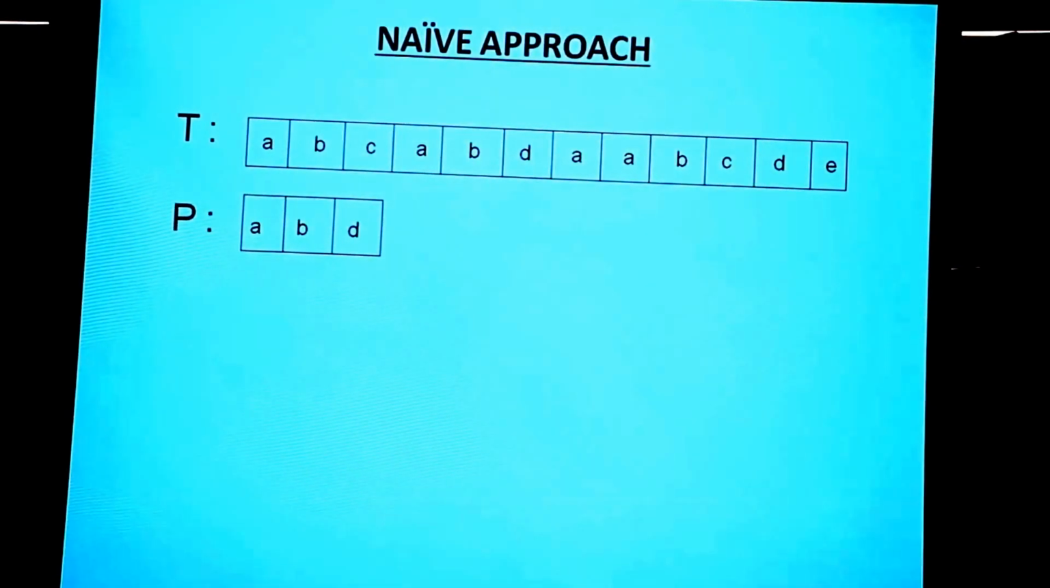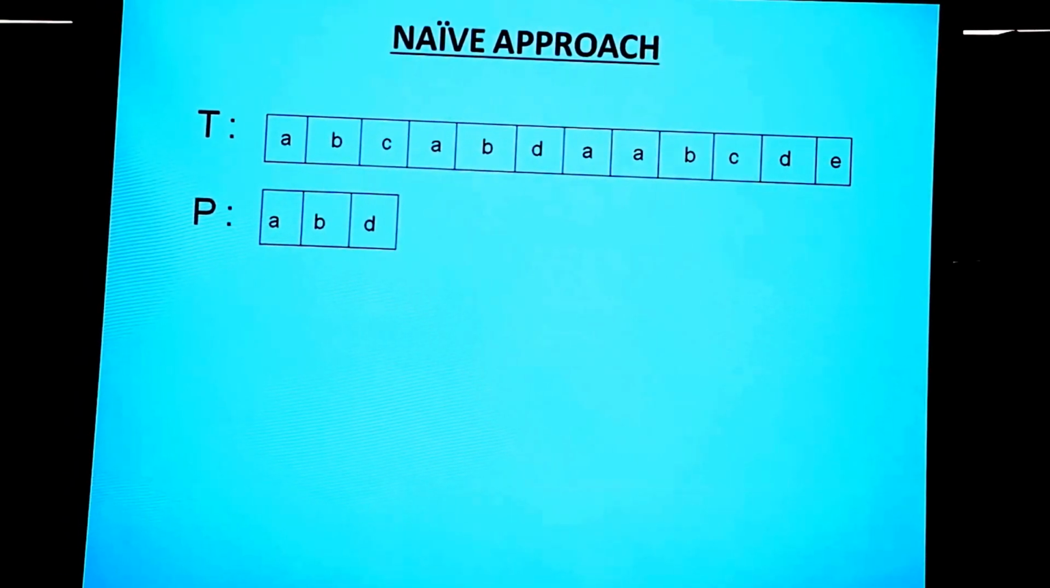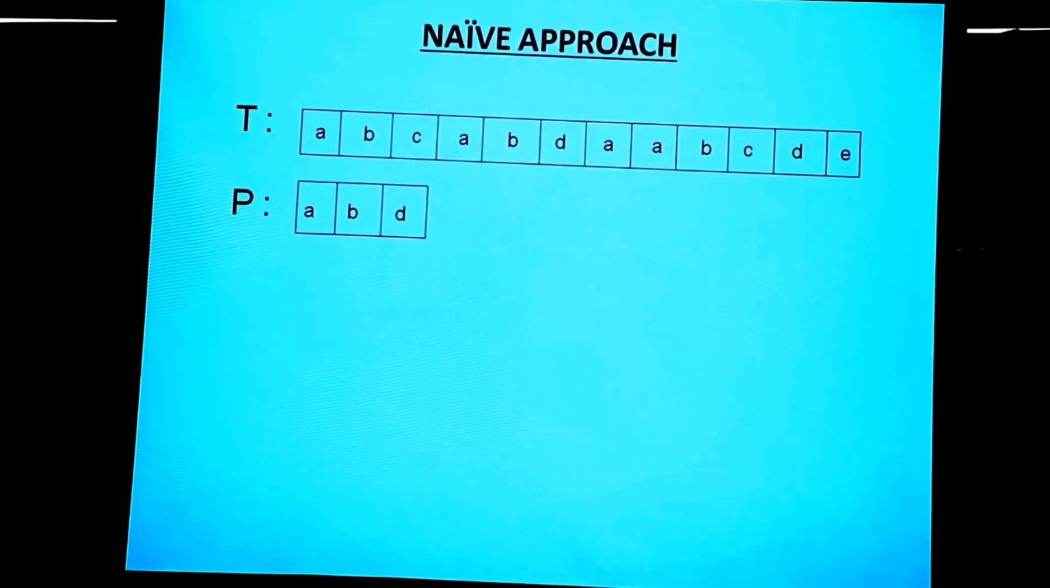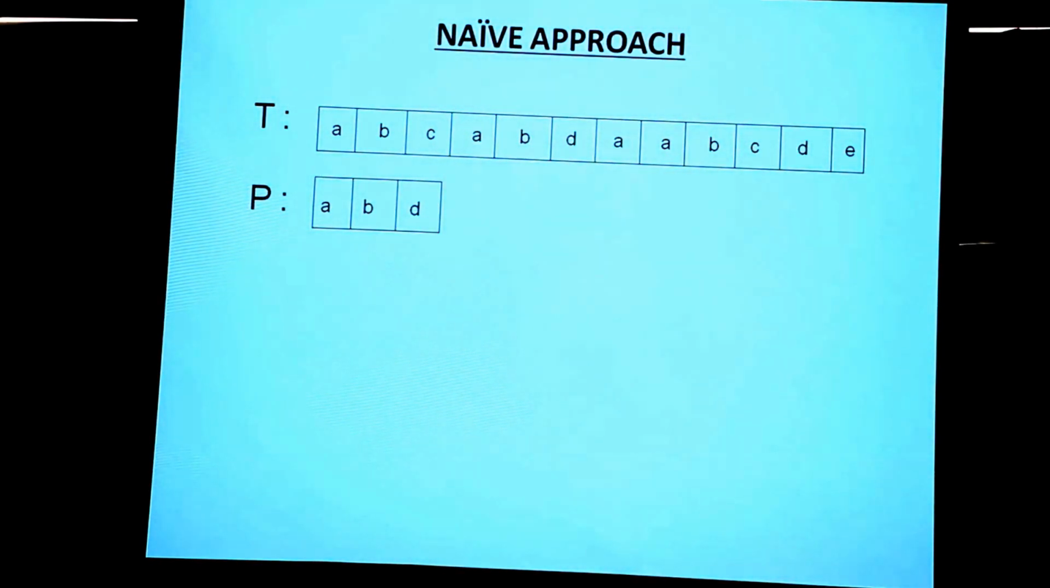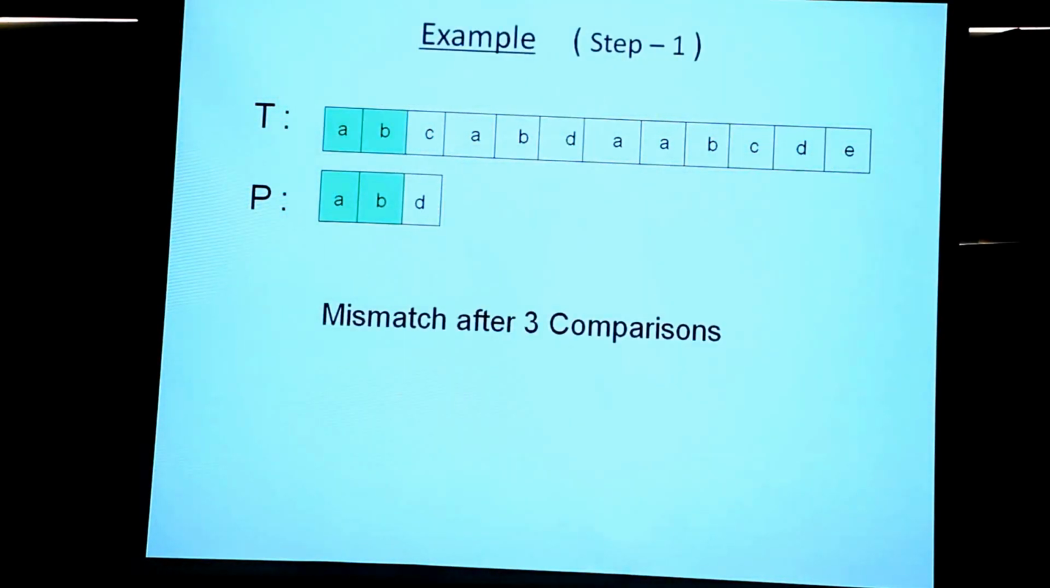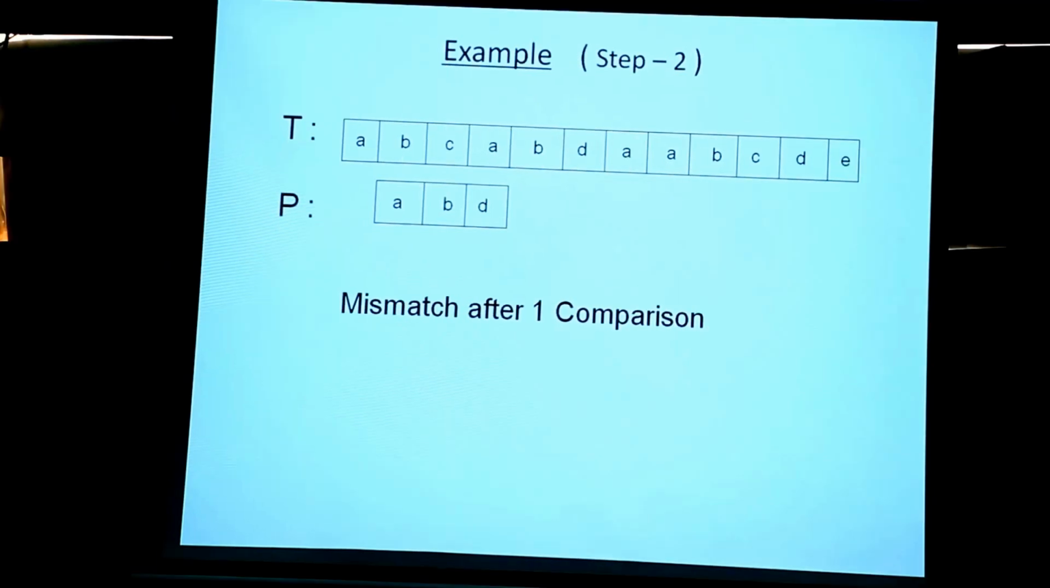So what will be the naive approach? You just place the pattern below the first character, assume that the pattern starts at location 1, and just try to see whether it is true or not. So A matches, B matches, but there is a mismatch. So we see that A and B match and C does not match. So we shift, slide by one position.